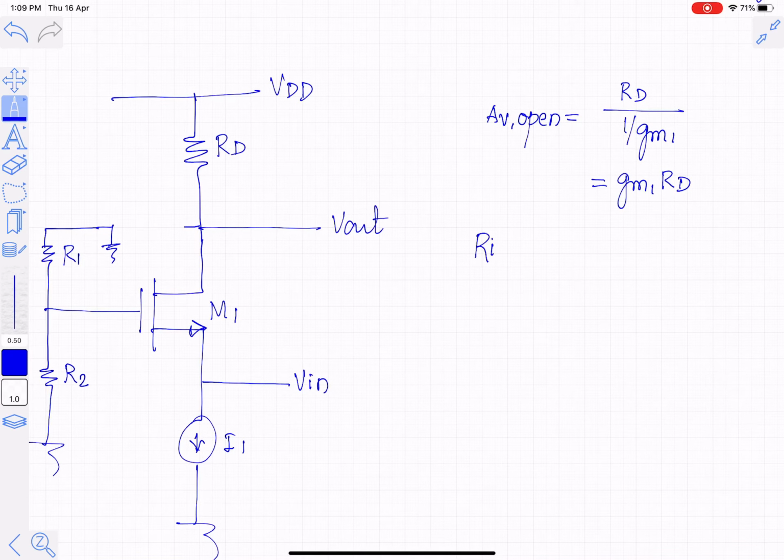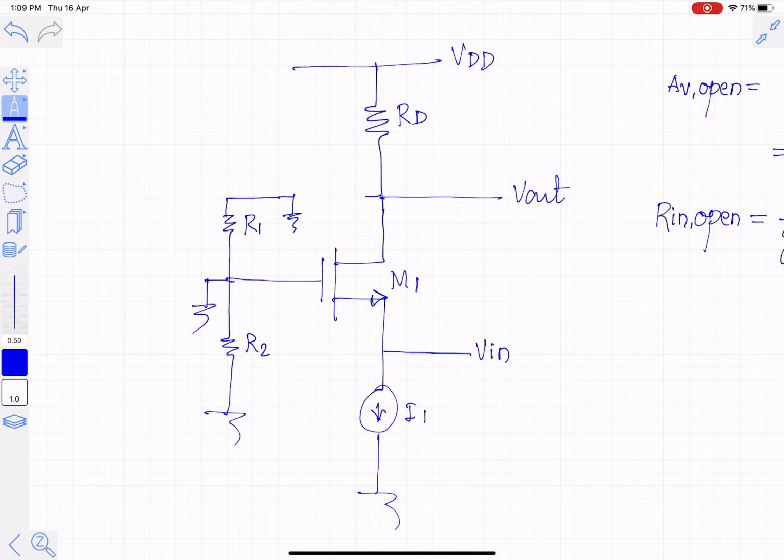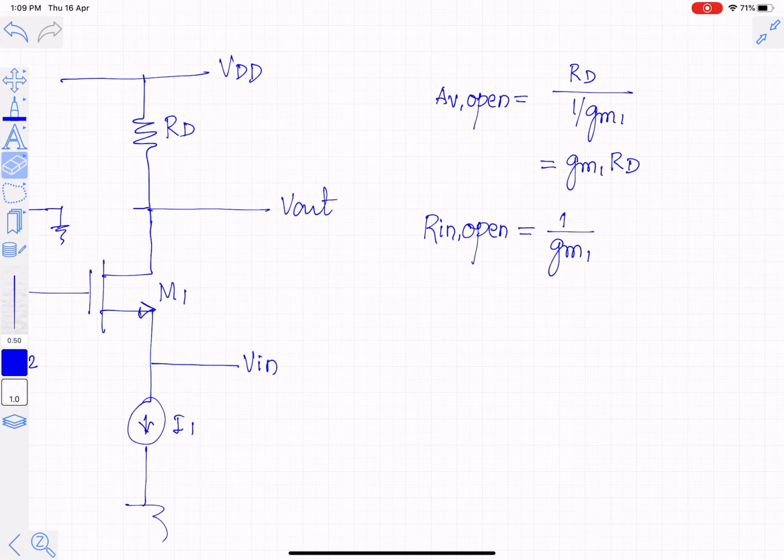R in closed or R in open will be equal to 1 by GM1, because this point is at ground, the feedback signal is removed, so this resistance is 1 by GM1 that will come into picture. Then we have R out open, which will be equal to RD. So these are the values.